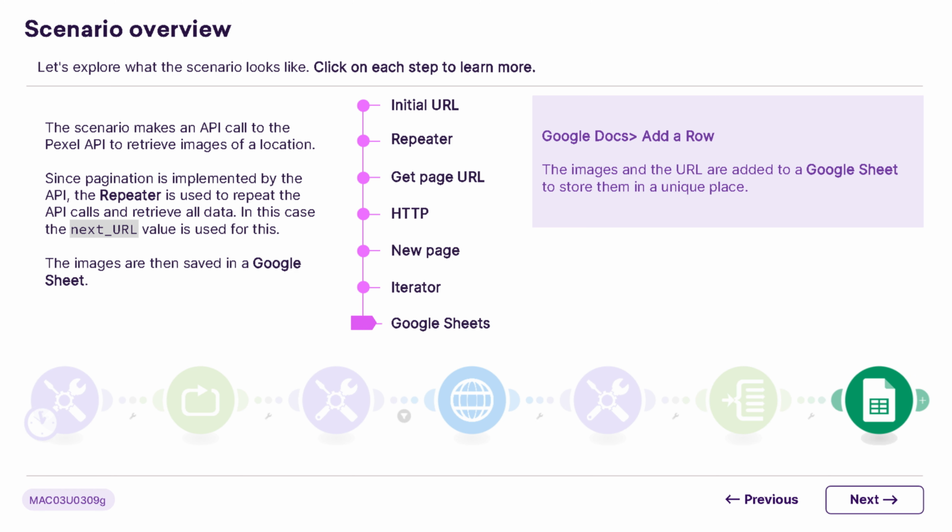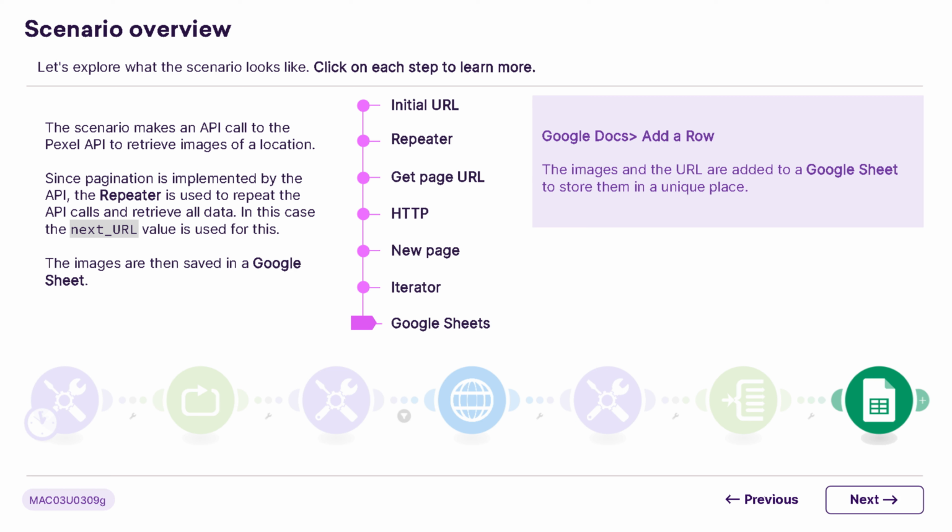In this scenario, we dive into the process of using an API call to the Pexels API, which helps us gather images of specific locations. Imagine wanting a collection of beautiful cityscapes or natural landscapes. This API fetches those images directly. Since the API uses pagination to manage large sets of data efficiently, we employ a repeater. This tool is essential as it allows us to keep calling the API until we've retrieved all available images, utilizing each subsequent page's URL to do so.